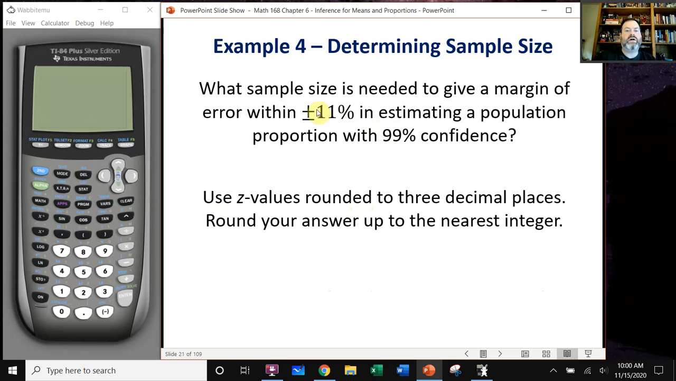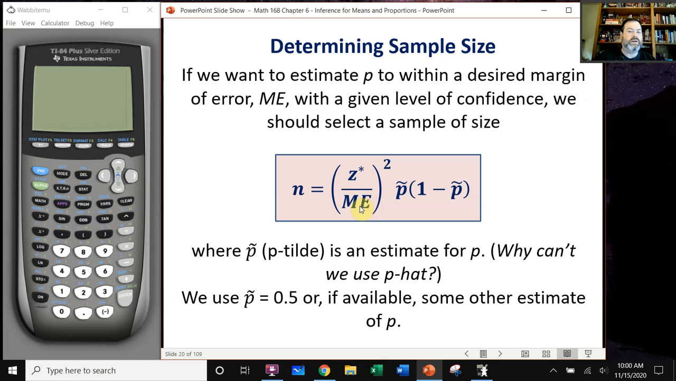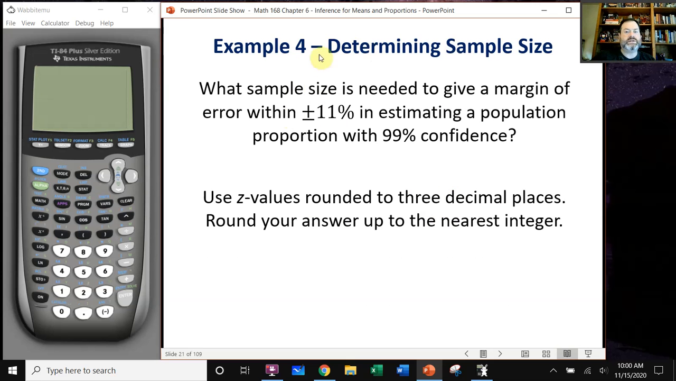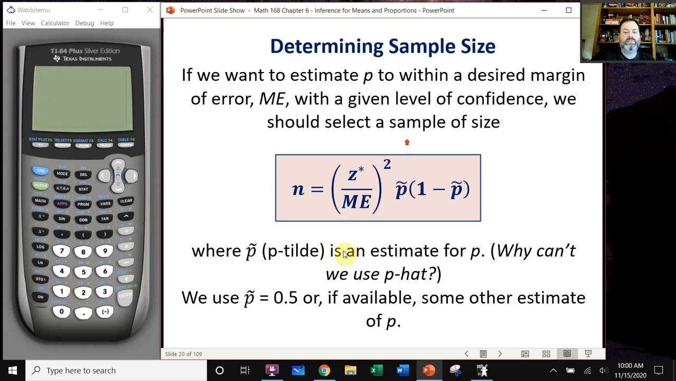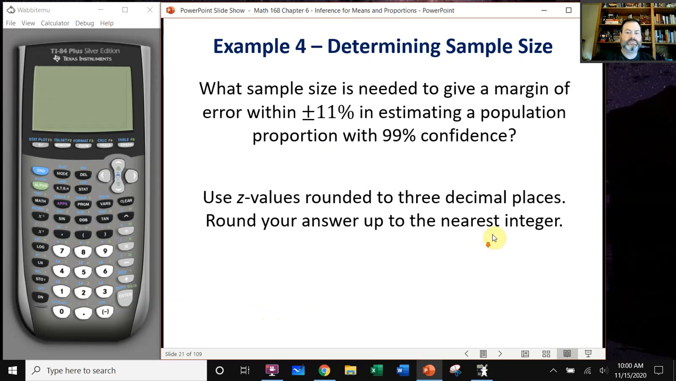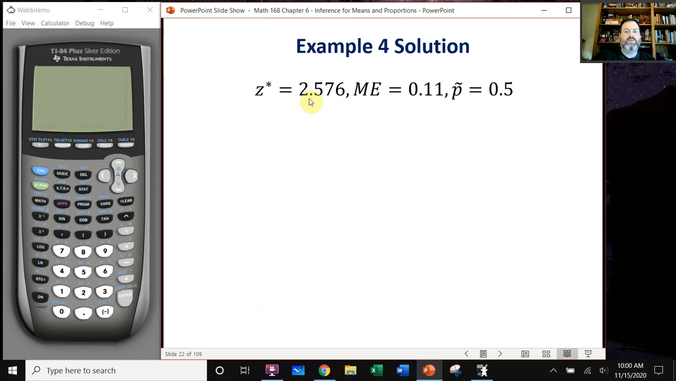Margin of error, right? If the margin of error is plus or minus 11%, what number are we going to type in here? 0.11. It doesn't matter if it's plus or minus, because we're about to square it. Negative numbers squared are still positive, so you just type in the positive number. And what P tilde should we use? Well, we're not given a P tilde, so we have to use 0.5.